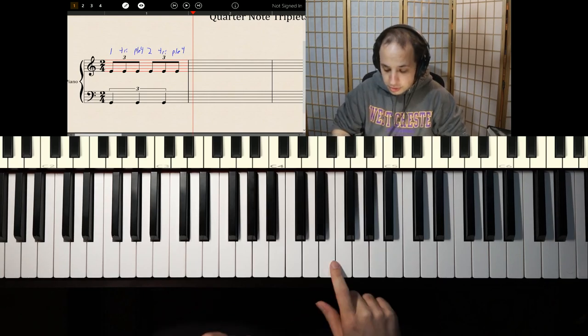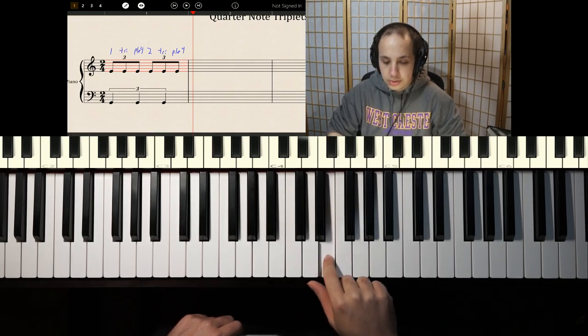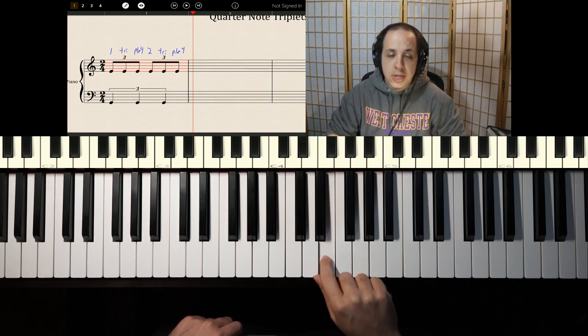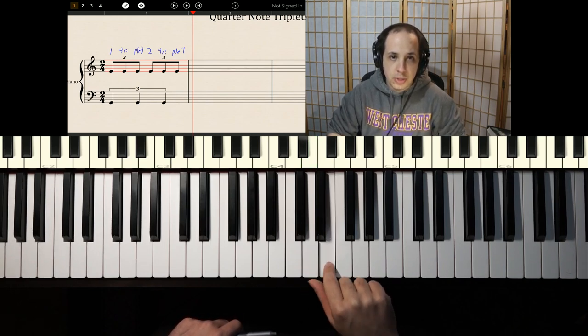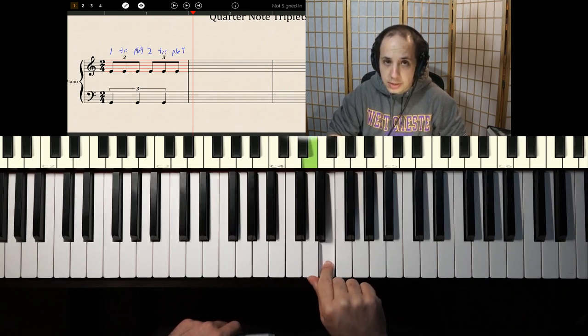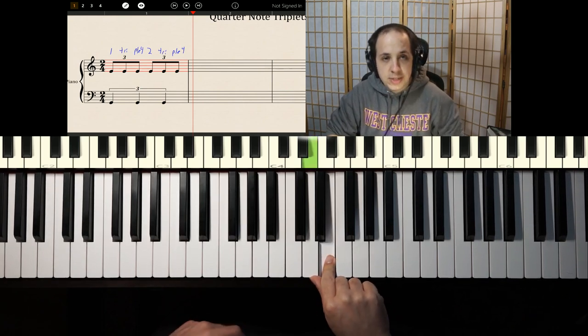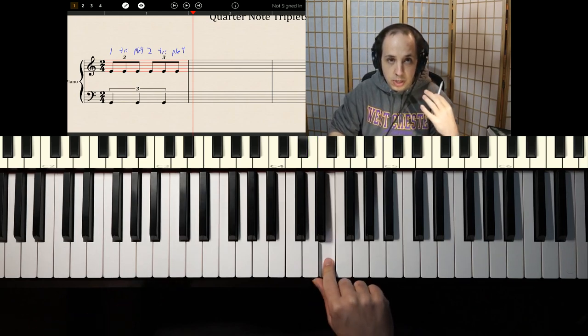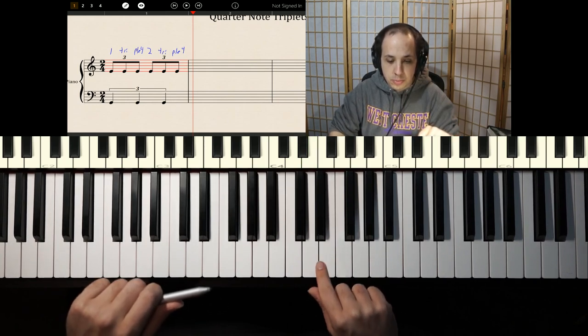One triplet, two triplet. Let me play it on the piano. One triplet, two triplet, one triplet, two triplet. Let me count them real slow. One triplet, two triplet. Now, if I was counting those as quarter notes, I would go one, two, because I have to fit three of these eighth note triplets into one beat. One triplet, two triplet, one triplet, two triplet.